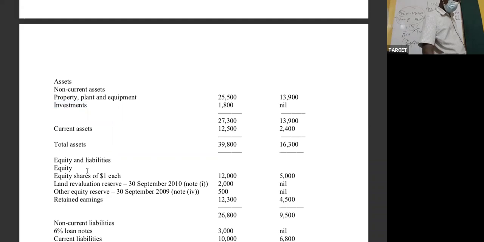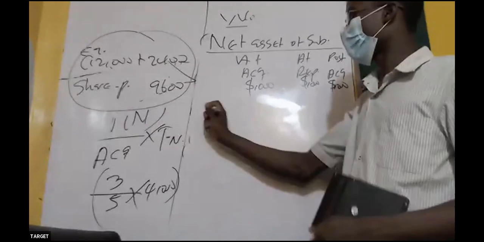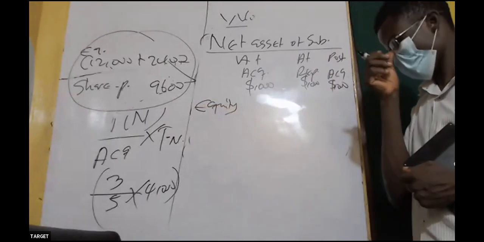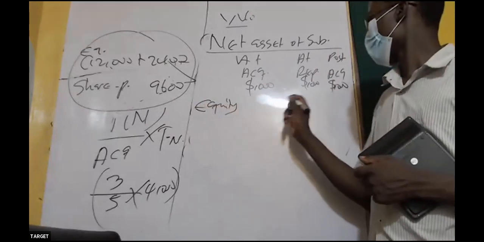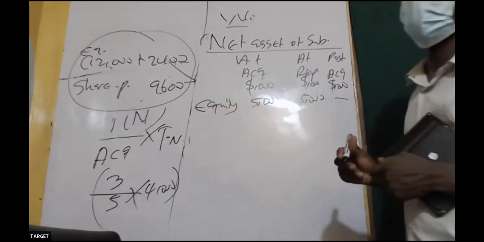So pick all the equity items that you see for the subsidiary, not the parent. So I can see equity share 5 million or 5,000 there, and retained earnings 4,500. Now this retained earnings we must calculate as at acquisition. So right here, equity shares is 5,000. Record the 5,000 throughout. Post acquisition period should be dash.